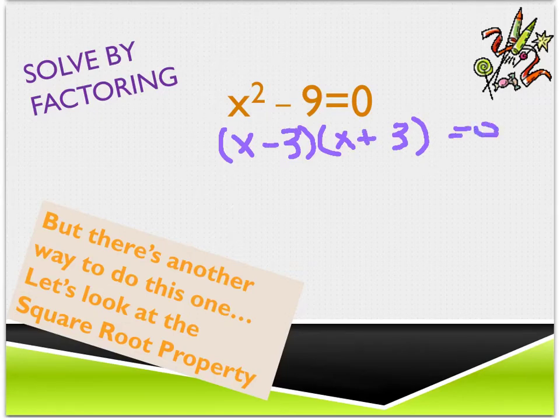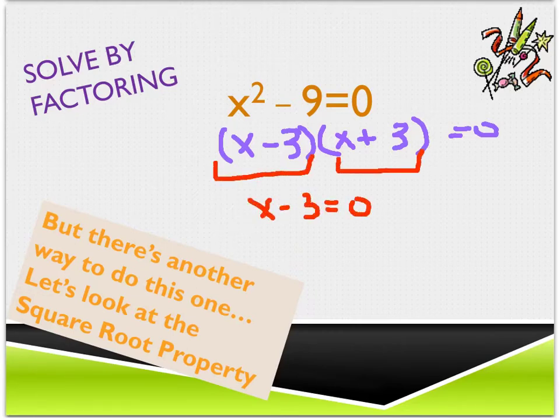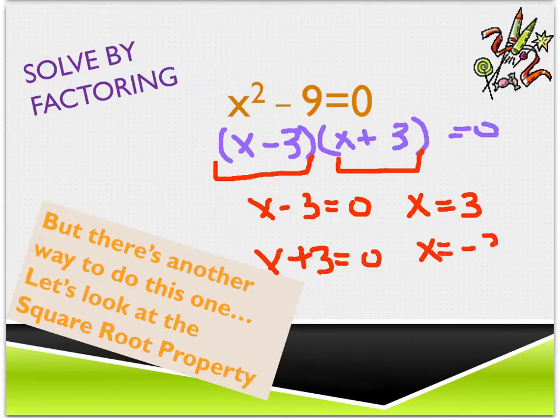So then I would set each individual binomial equal to 0. So x minus 3 equals 0. And solving, that would give me x equals +3. x plus 3 equals 0. Solving, that would give me x equals -3. So there would be my solutions. Now notice, in this particular equation, I have no linear term. There is no b term.